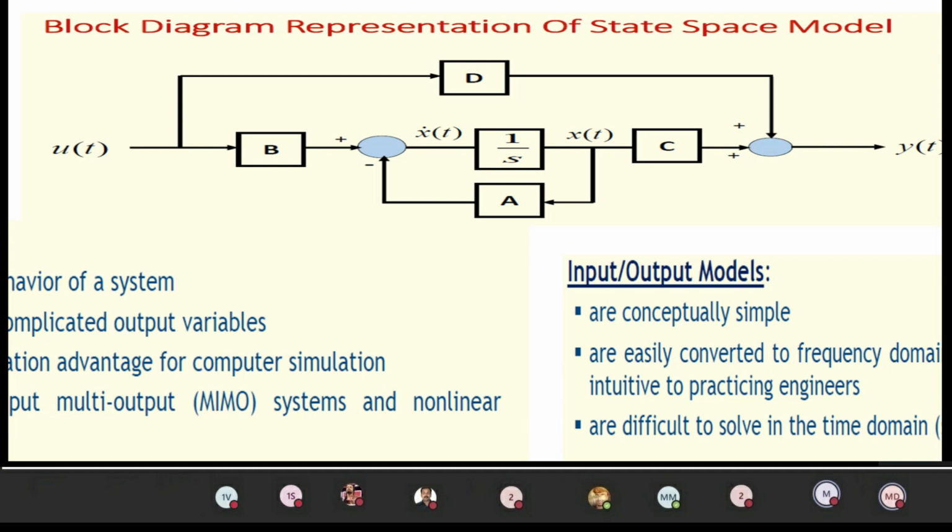The summer output is nothing but x dot of t. The summer output is nothing but the addition of two signals. One signal is coming from b, the other signal is coming from a. So the output from block gain a is nothing but a into x of t. The output from block gain b is nothing but b into u of t. If you add these two, you will get x dot of t. That is your state equation.